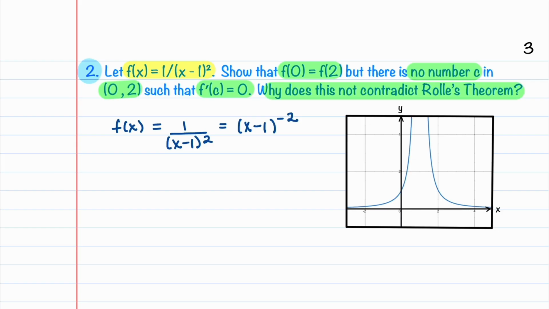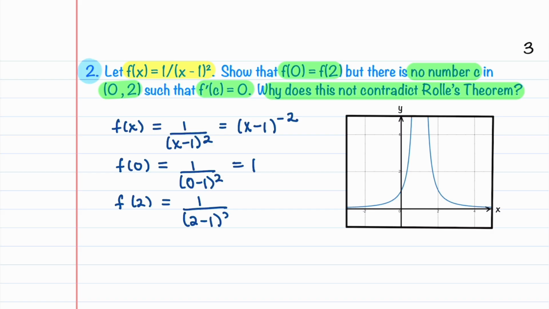We have to show that f of 0 is equal to f of 2. So let's plug in x is 0. This gives us 1 divided by (0 minus 1) squared, and that is 1. Now let's plug in x is 2. This is 1, all divided by (2 minus 1) squared. This is also 1. So we have shown that f of 0 is equal to f of 2. I have graphed our function over here on the right, and we can see the same thing. Here is f of 0, and here is f at 2, and you can see that they're the same value.